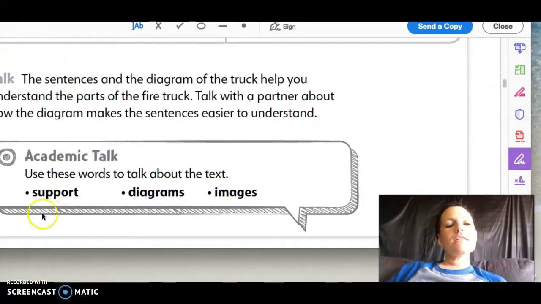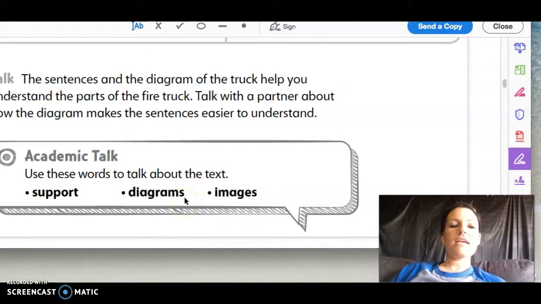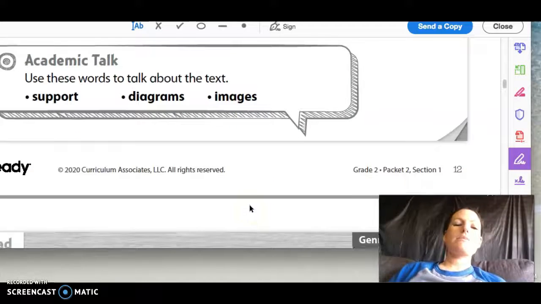We also talked today about the word support. Support just means help. Diagrams are pictures that label things and show us where things are so we understand them better. And images are the same thing as pictures.